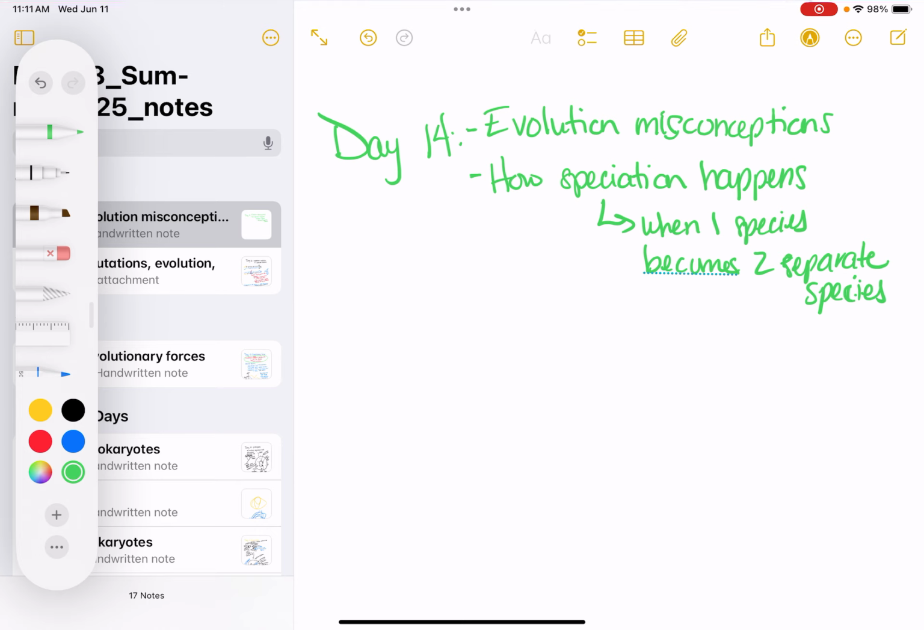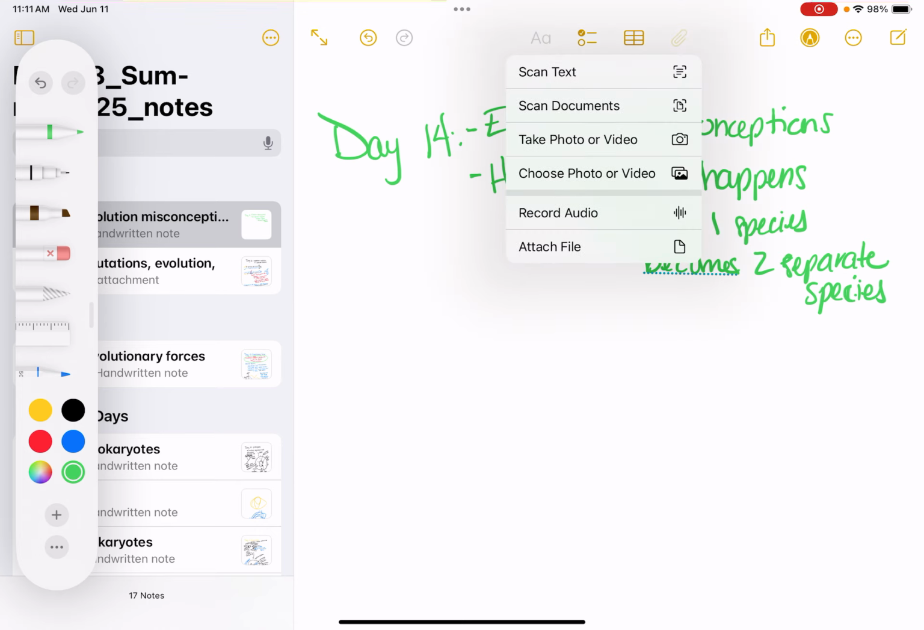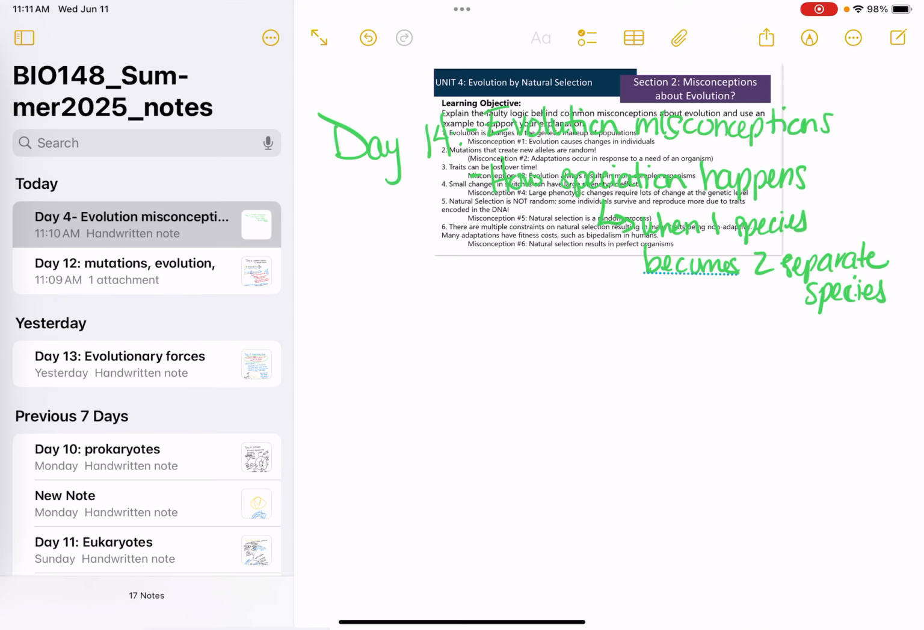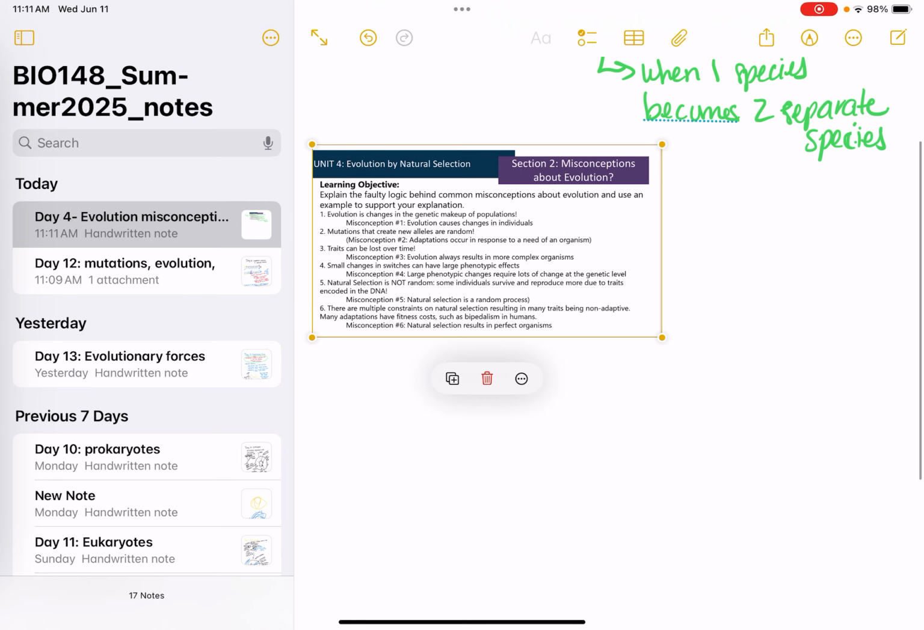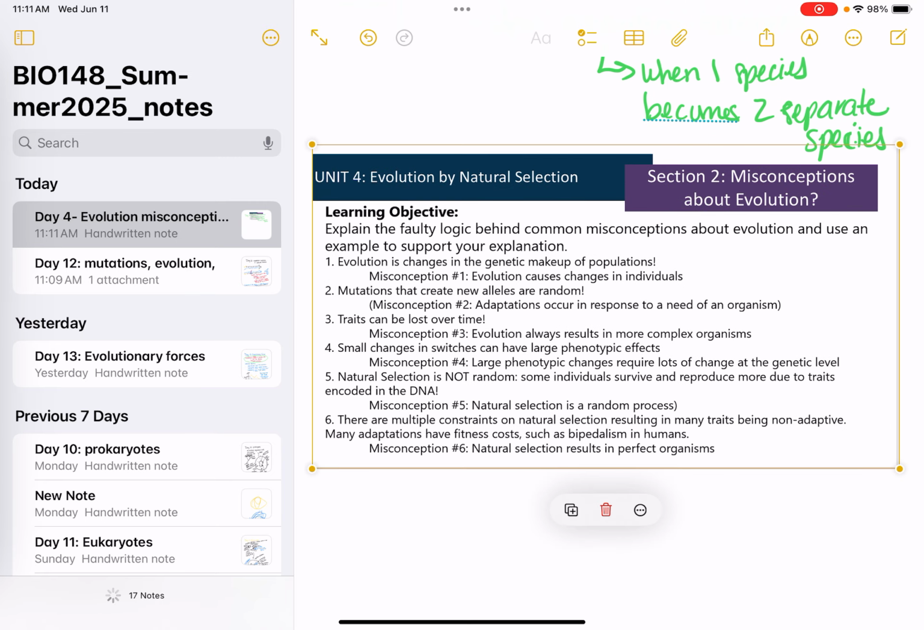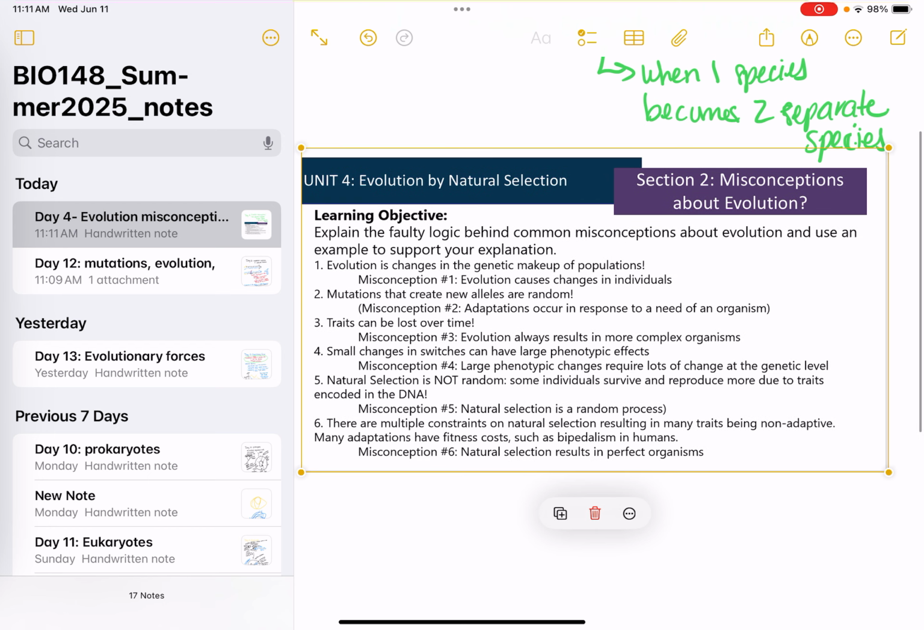Okay, so let's start with evolution misconceptions. Since we've already covered a lot of these, I'm just going to pull up the learning objectives to start with. Okay, so here we go. Here are my misconceptions about evolution. Here I've listed out 6 different statements about evolution, but right below them you'll see the misconception that belongs with them.